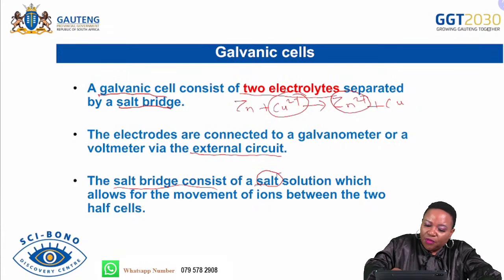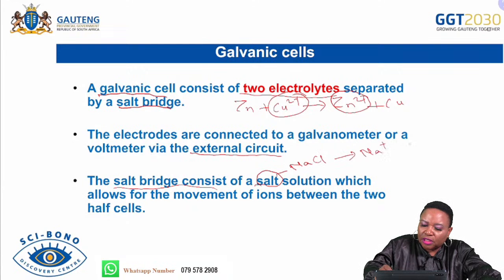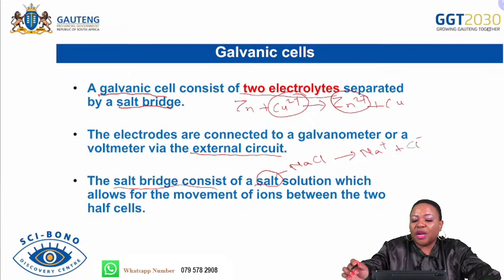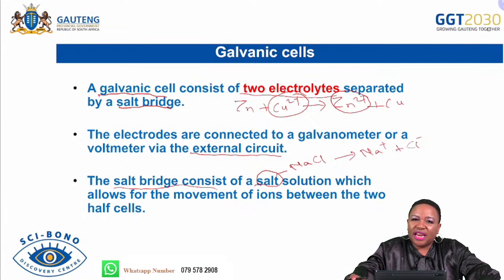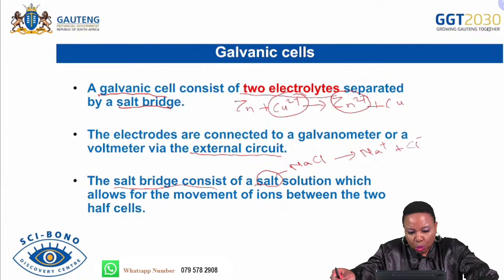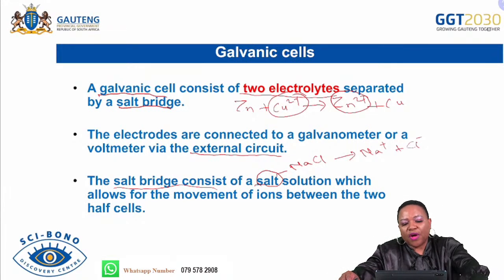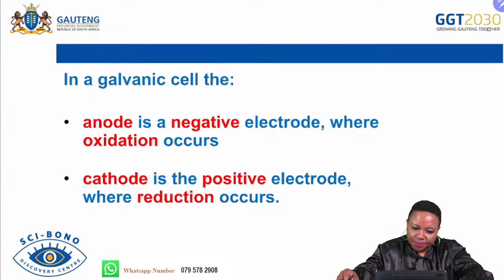But we know that if you're having a salt like sodium chloride, there are two ions involved, Na+ and Cl-. So in our salt, we need to have both positive and negative ions. Sometimes if we replace our salt bridge with a substance that is not a salt, like sugar, we cannot expect electrons to be formed in that reaction. Therefore, we definitely need to have a soluble salt to form a salt bridge, so that it allows the movement of ions between the half cells.